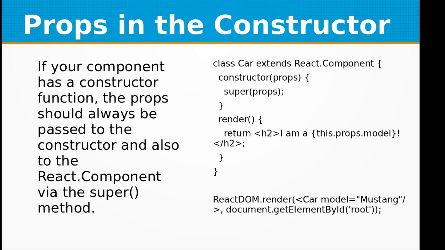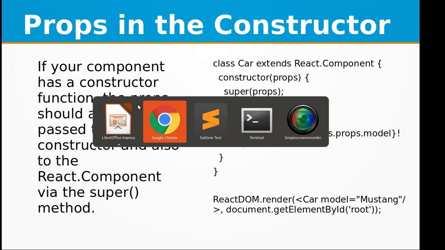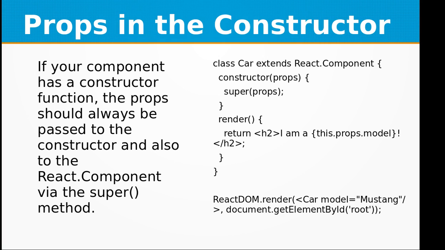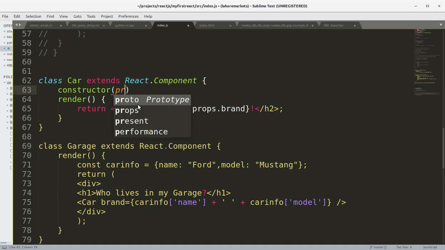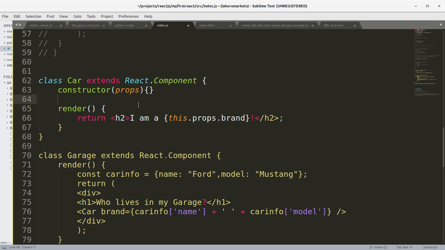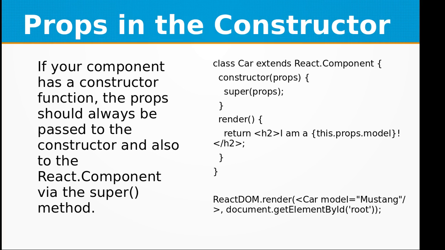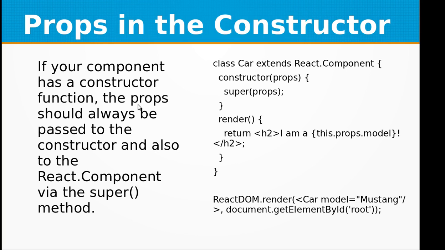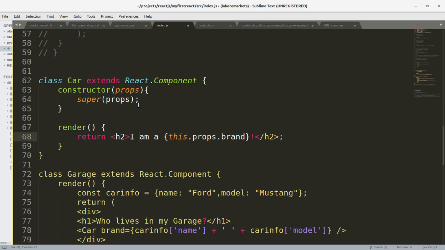Okay, props in the constructor. If your component has a constructor function, the props should always be passed to the constructor and also to the React.Component via the super method. So in the class component car, we can define a constructor here and we can receive a props argument and we can pass it to the superclass, and we are going to render I am a this.props.model.